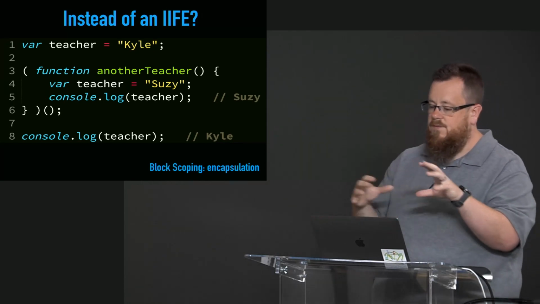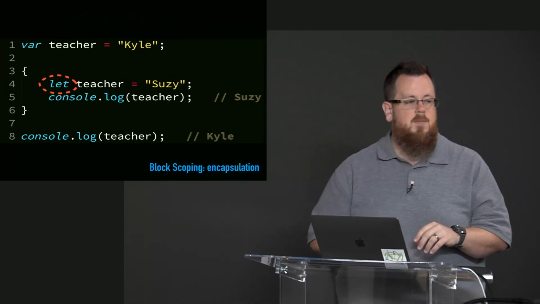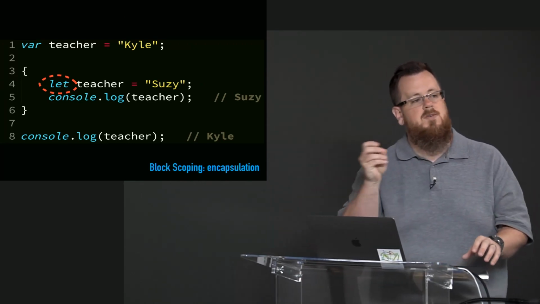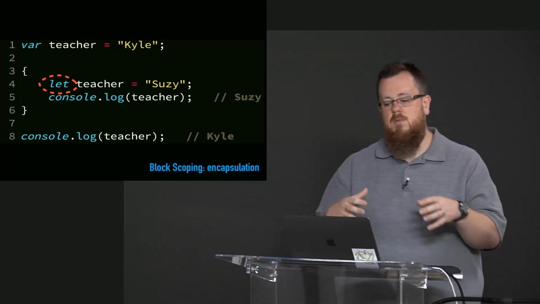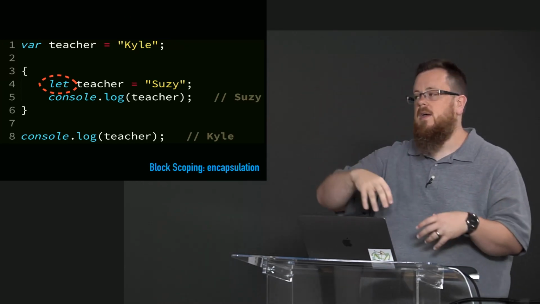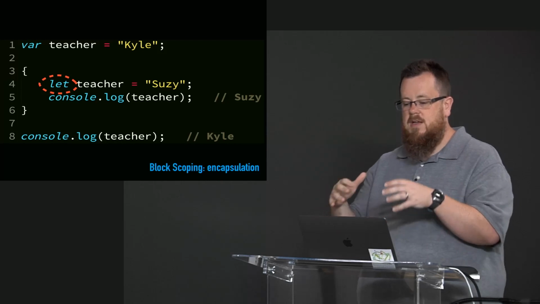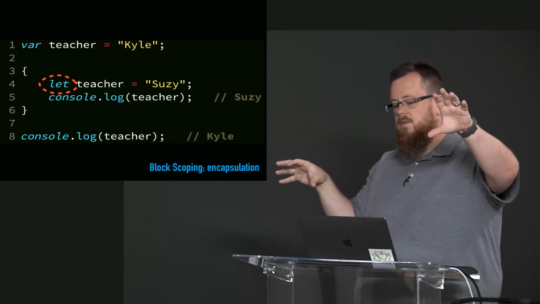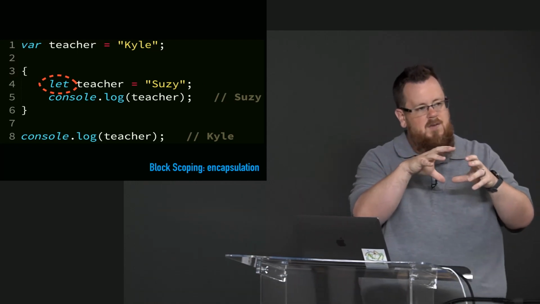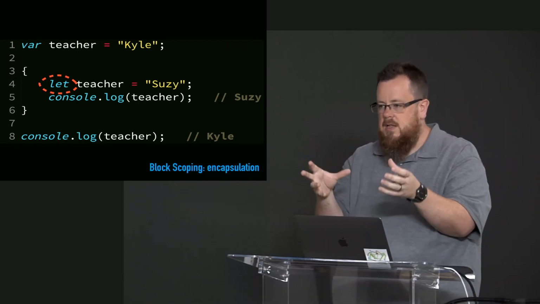And instead of using a function to do that, now we have the option of simply using a curly brace block, and we switch from using a var to using a let. The let keyword will tell us to create a variable inside of a curly brace block, and that declaration then is separate. It's an entirely different variable. Even though they have the same name, it's a different variable. And that allows us to kind of keep our variables more nicely collected together.